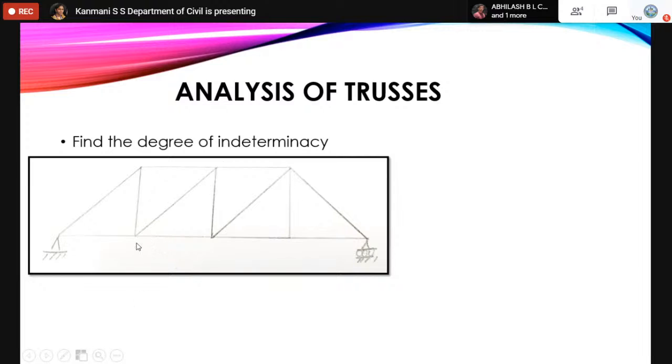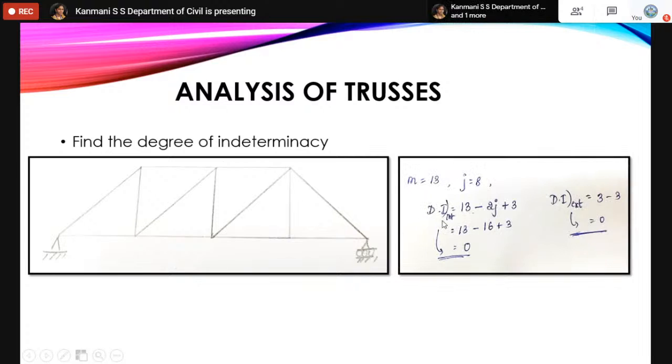So 8 joints are there. If I consider the whole structure for external indeterminacy, then we have 3 equations of equilibrium. So 8 joints, 13 members, 3 equations of equilibrium. So what is the solution? Here we have 13 members and 8 joints.